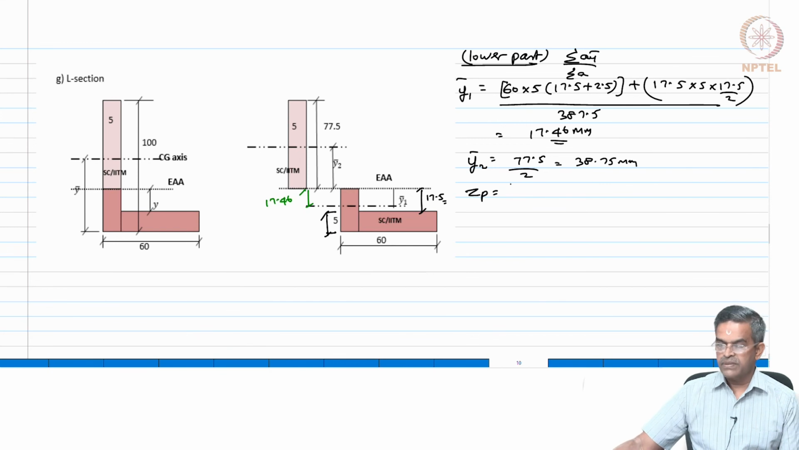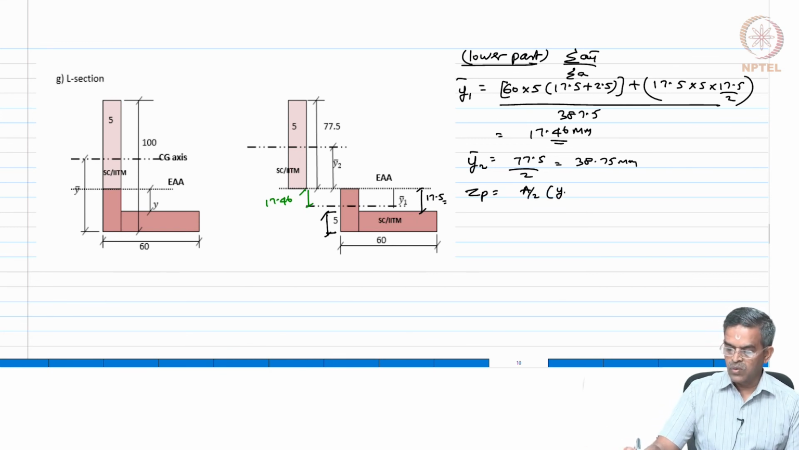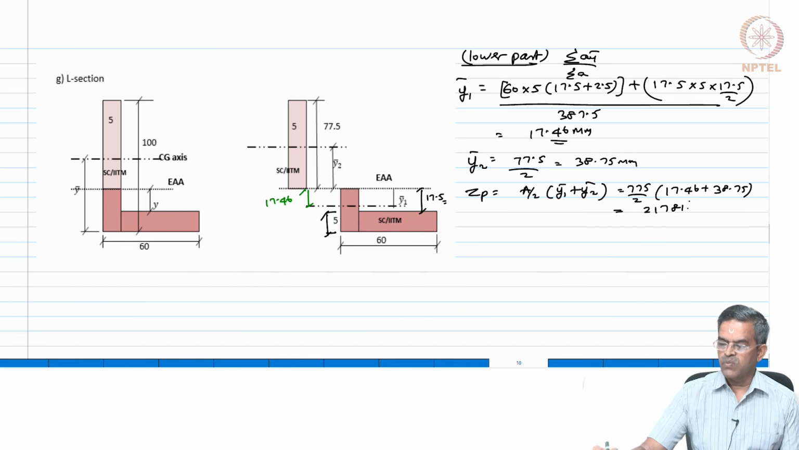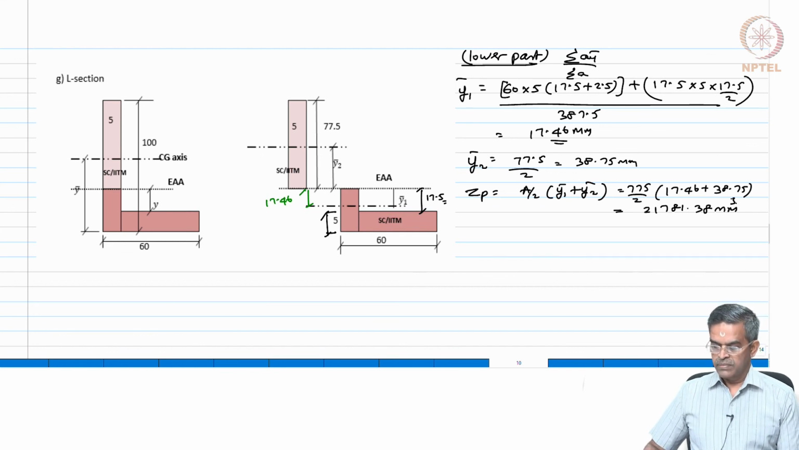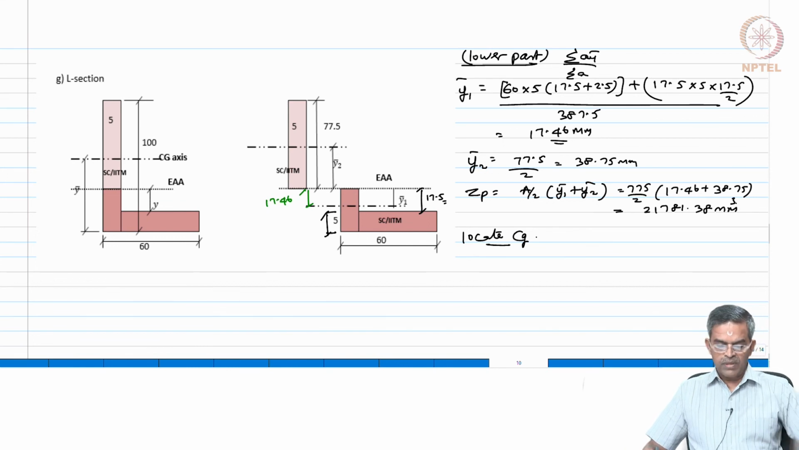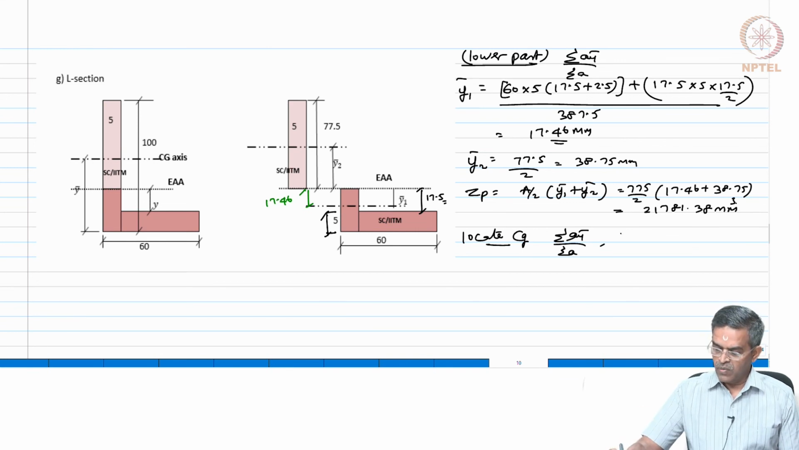So, can you quickly find ZP, friends, using this equation, which is A by 2 into y bar 1 plus y bar 2, which is 775 by 2 into 17.46 plus 38.75, which will become 21781.38 mm cube. So, similarly, one can locate the CG. Okay, I am not giving the answer, I am not giving the procedure, I think you should be able to work it out. Use sigma A y bar by sigma A and you will get y bar as 33.15 mm.